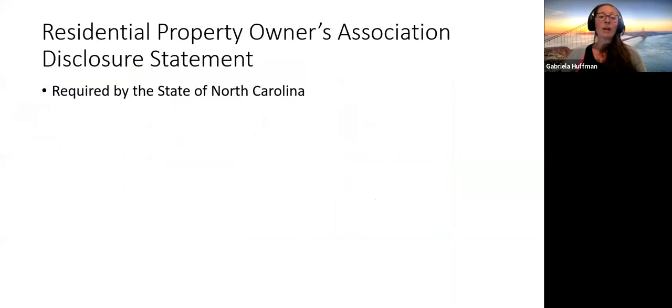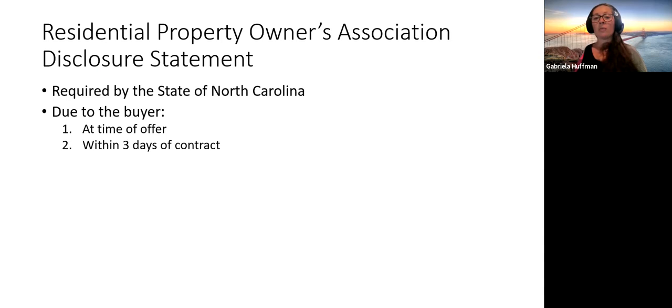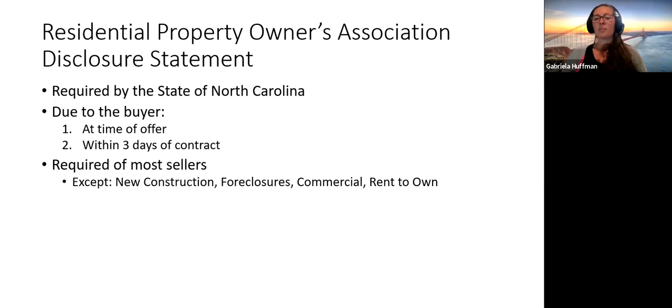So who requires these forms would be the state of North Carolina, not the association, not my firm. The state of North Carolina requires this. When are they due to the buyer? Either at time of offer or within 3 days of contract. There's some other 3 days exceptions, but usually when you remember within 3 days of contract, you'll get it right.